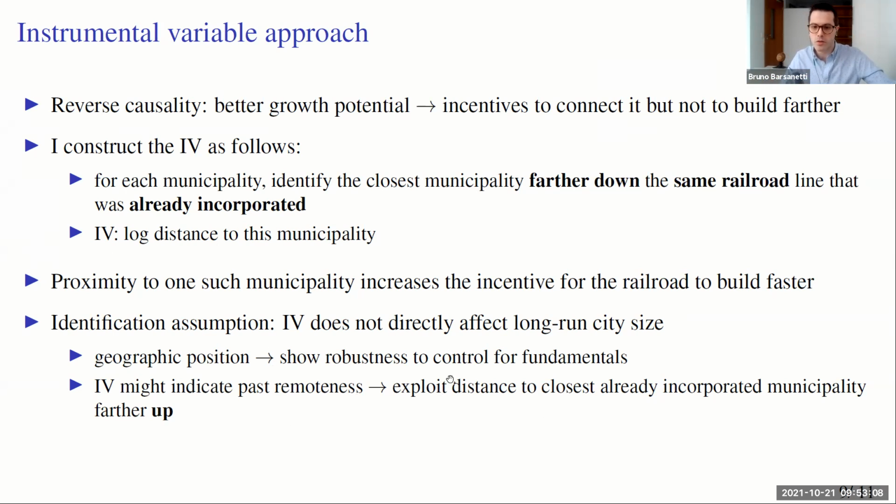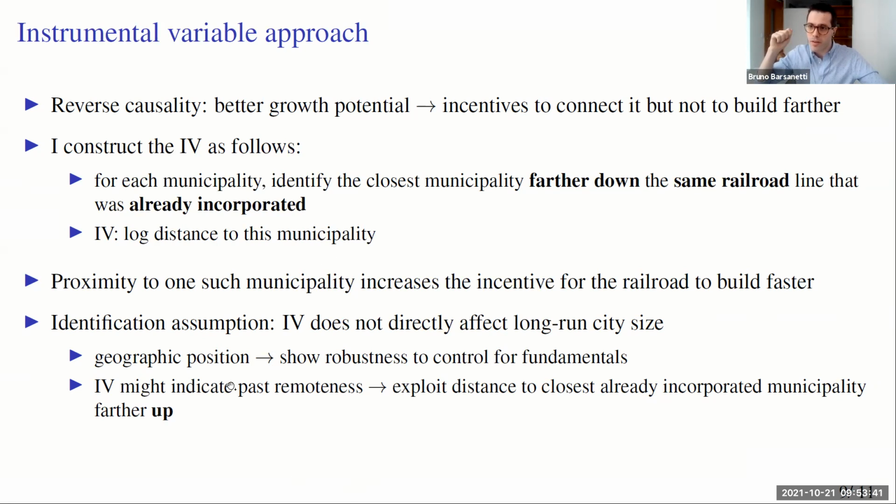The other thing we need to think about is the exclusion restriction. What happens is that this IV shouldn't directly affect the long run city size. And so there might be some concerns here, and so I have some robustness exercises. For instance, the IV is associated with a geographic position. So something I do is show that the results are very robust and stable to the inclusion of a large set of fundamentals as controls.